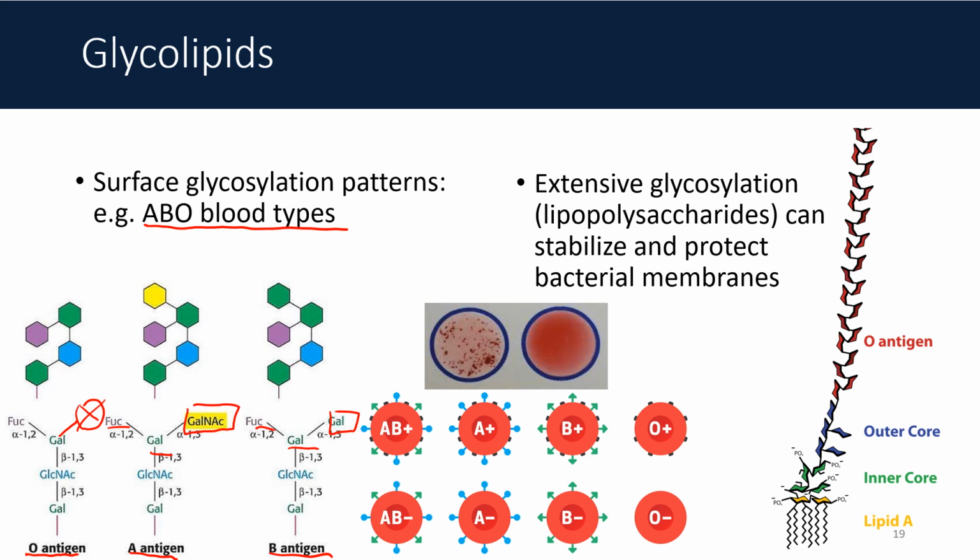Regardless, in all three cases, the differences between them amount to a couple of atoms. And our immune system is wise enough to tell the difference. And it just takes a few atoms of difference to turn a good transfusion into a bad, life-ending one. When glycolipids are really, really large, we give them a special name and call them lipopolysaccharides. And these are quite prevalent in bacteria.